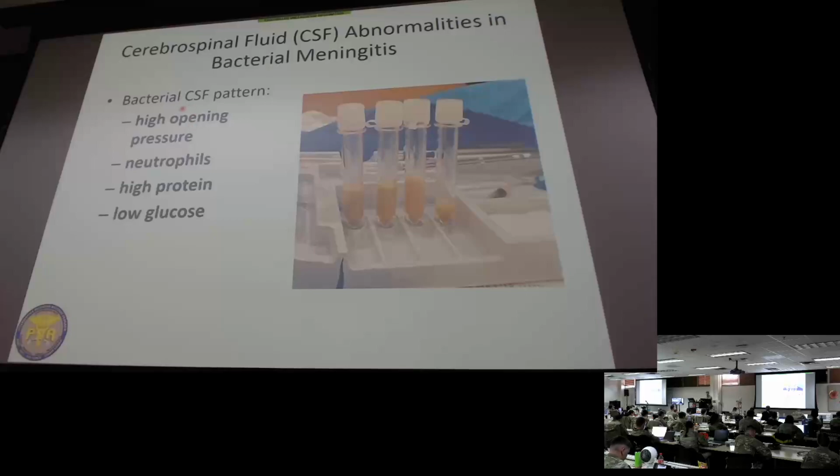So in bacterial meningitis, we're going to see a high opening pressure. We're going to see neutrophils. If we see neutrophils, we think bacteria. What's the other one that makes us think virus? Lymphocytes, probably not bacterial. And then I see high protein, low glucose. Why do I see low glucose? They're eating it, and it looks purulent. That's not a good tap to see.